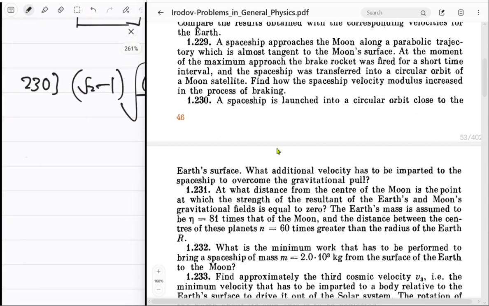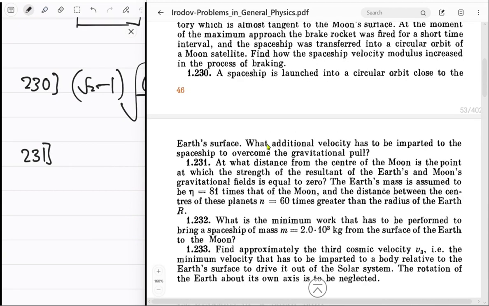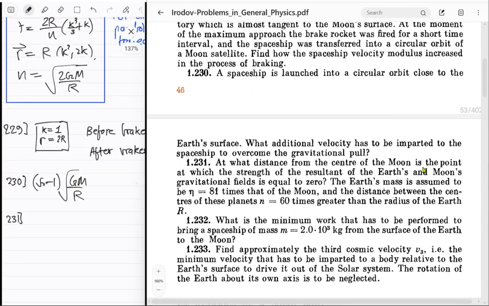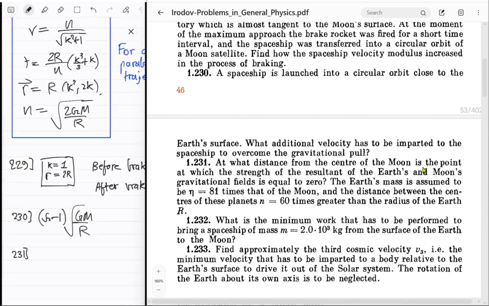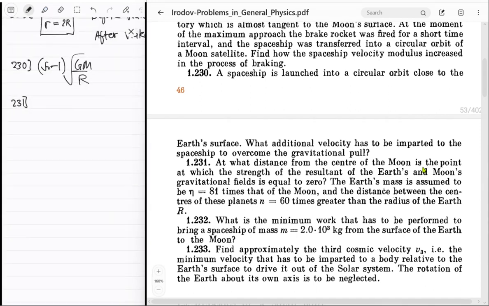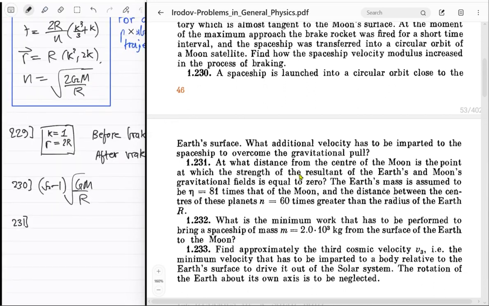Right, next, 231. And you just saw what happens when you actually impart this velocity, right? It goes into this kind of weird parabolic trajectory and does this thing. So I don't even have to prove that it will go to infinity. It will go to infinity. We just saw that. Okay, 231.